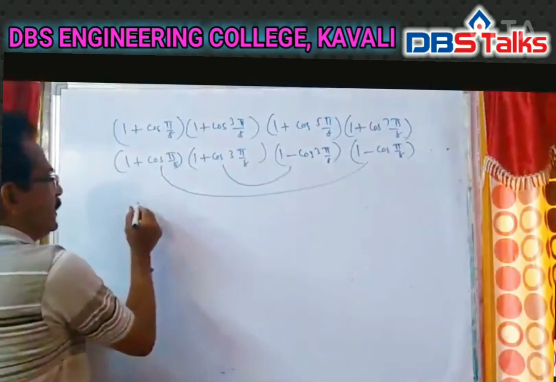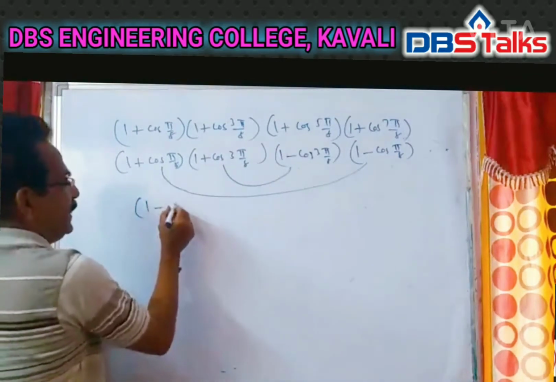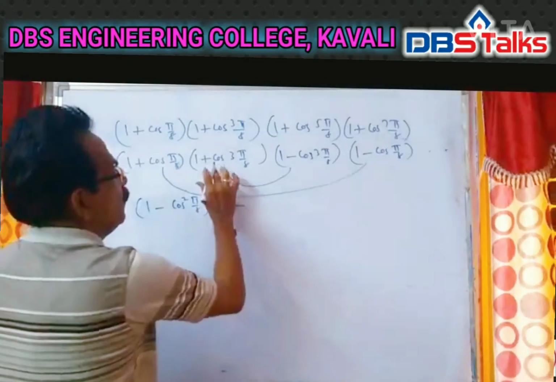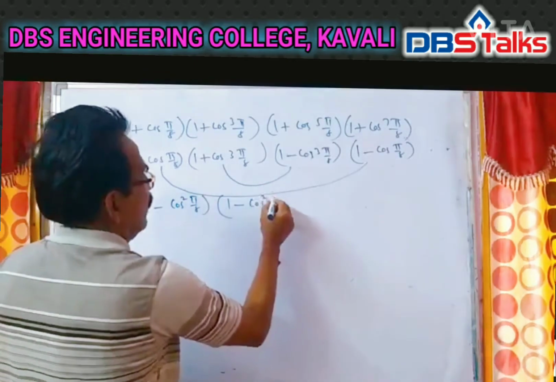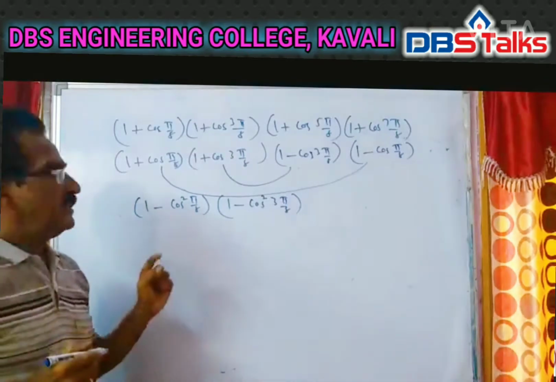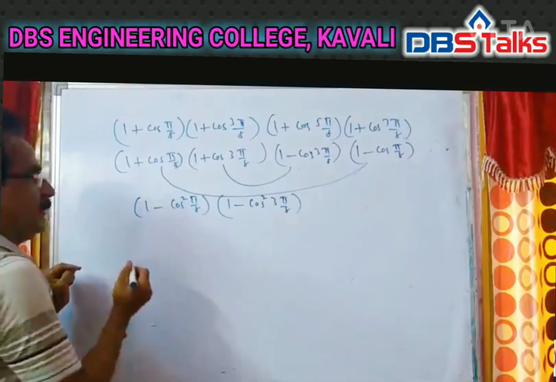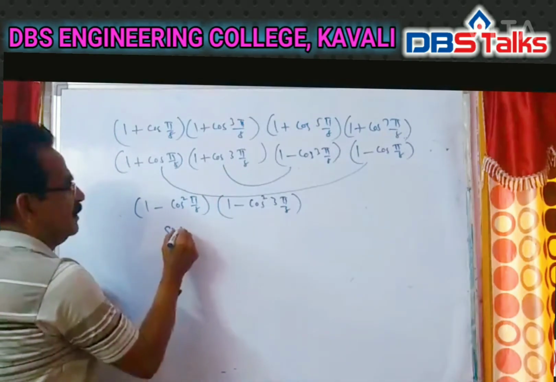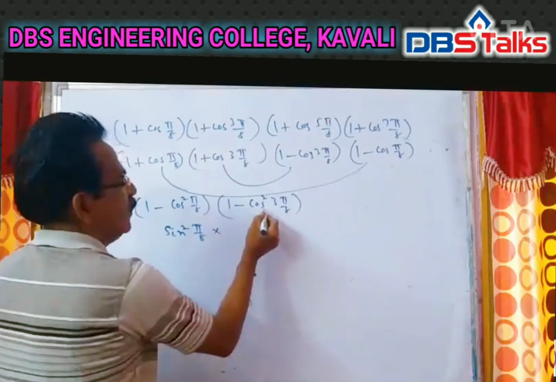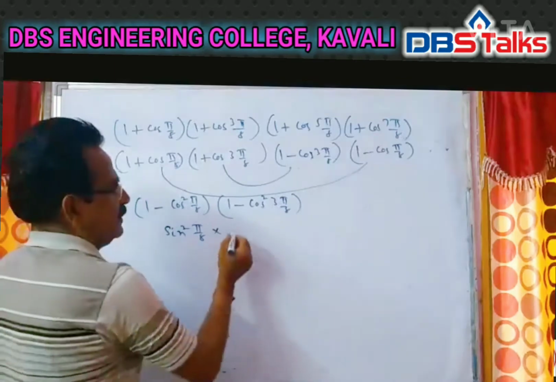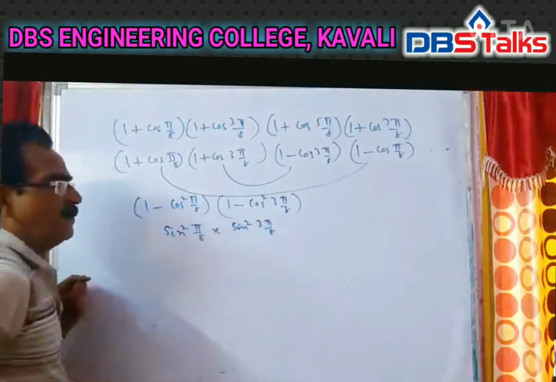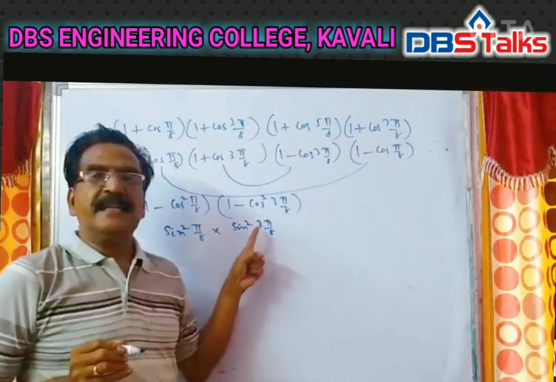a plus b into a minus b, 1 minus cos square pi by 8 into 1 minus cos square 3 pi by 8. Okay friends. 1 minus cos square pi by 8 is sin square pi by 8, into 1 minus cos square 3 pi by 8, which is sin square 3 pi by 8. Okay friends. Sin 3 pi by 8.